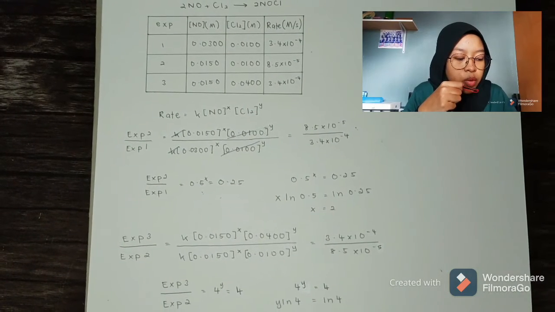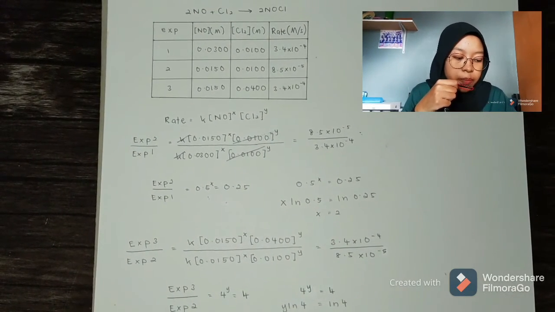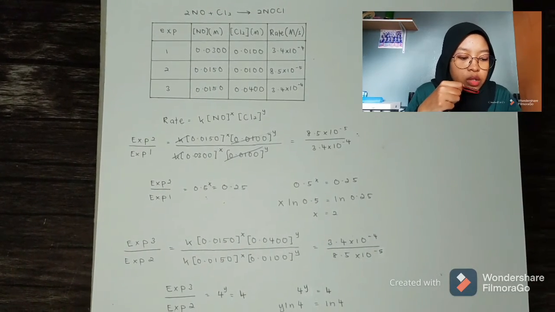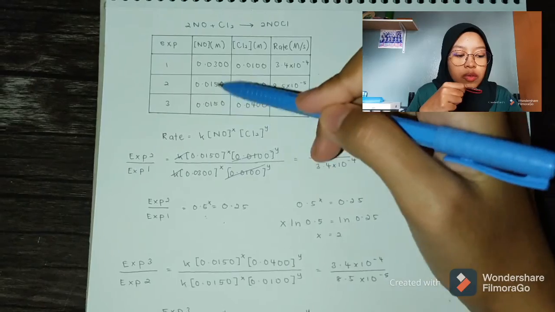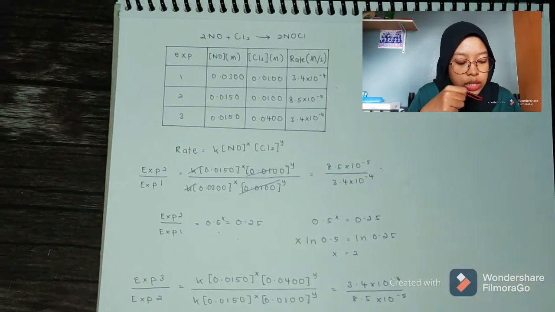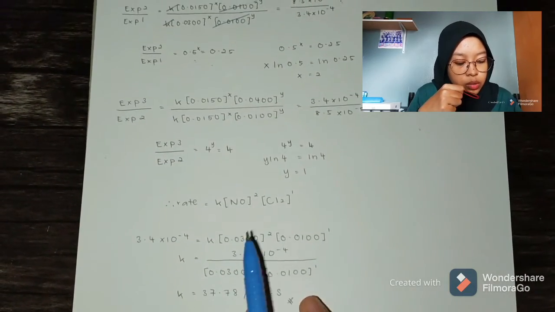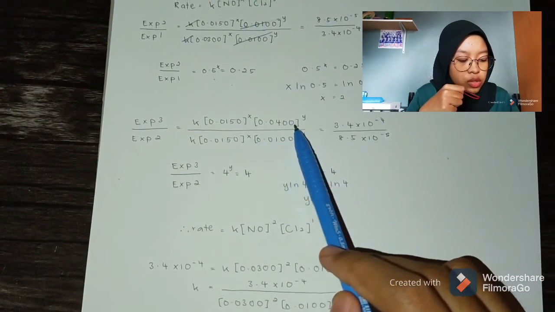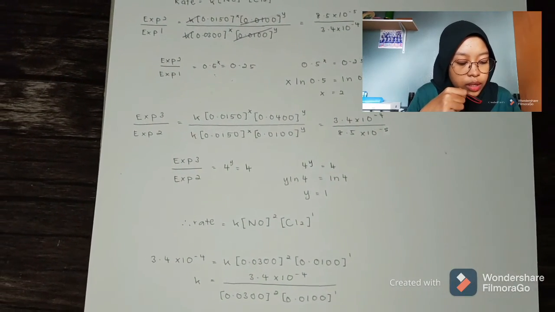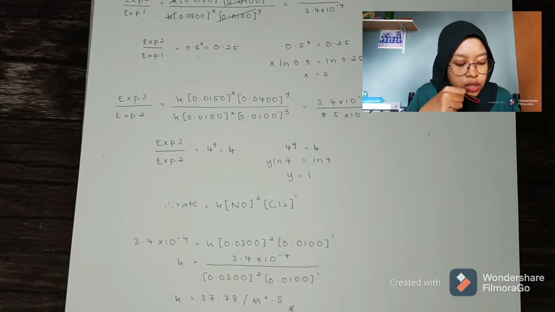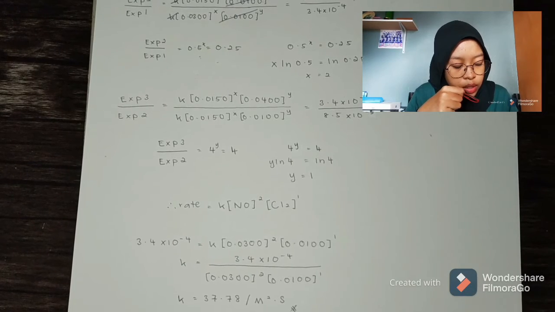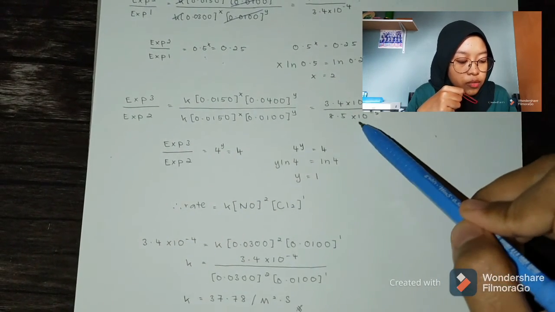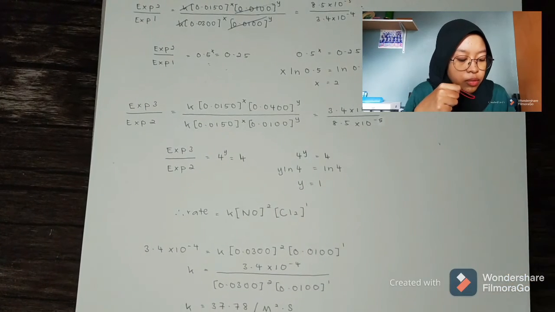So we have found x, now we will find y. To find y, we look at the same amount of NO. If you can see, experiment 2 and experiment 3 have the same amount of NO. So the equation is experiment 3 divided by experiment 2, we will get k 0.0150 to the power of x, 0.0400 to the power of y, divided by k 0.0150 to the power of x, 0.0100 to the power of y, equals 3.4 times 10 to the power of negative 4 divided by 8.5 times 10 to the power of negative 5.